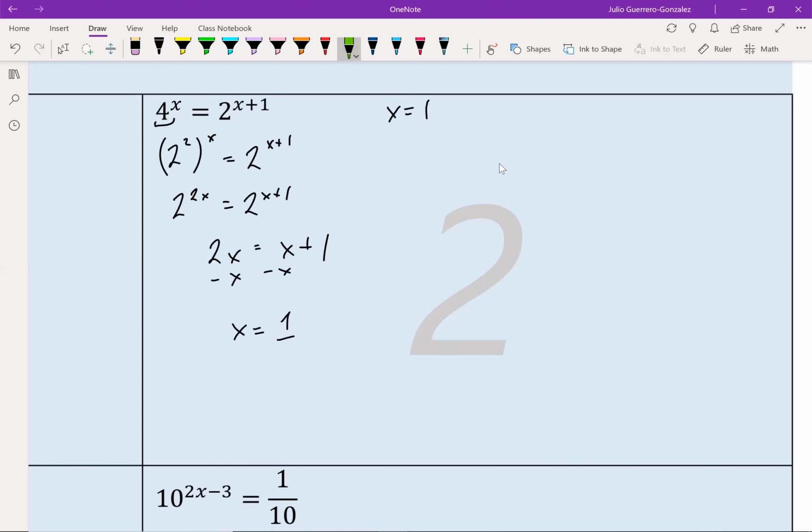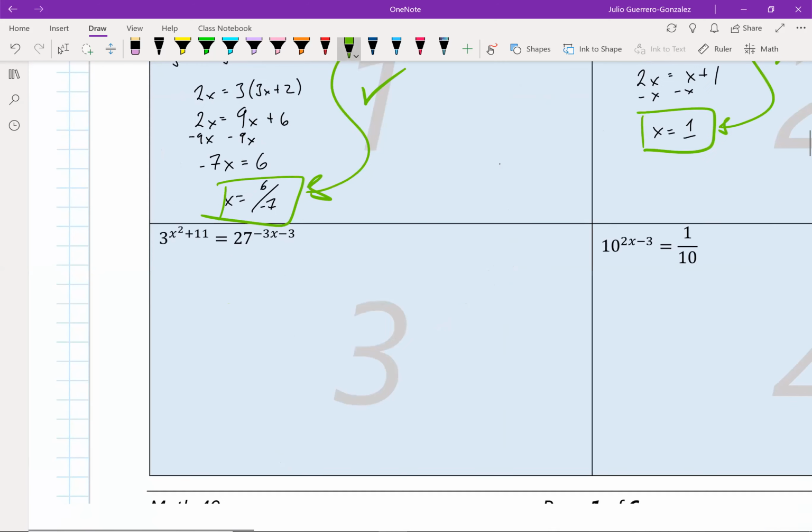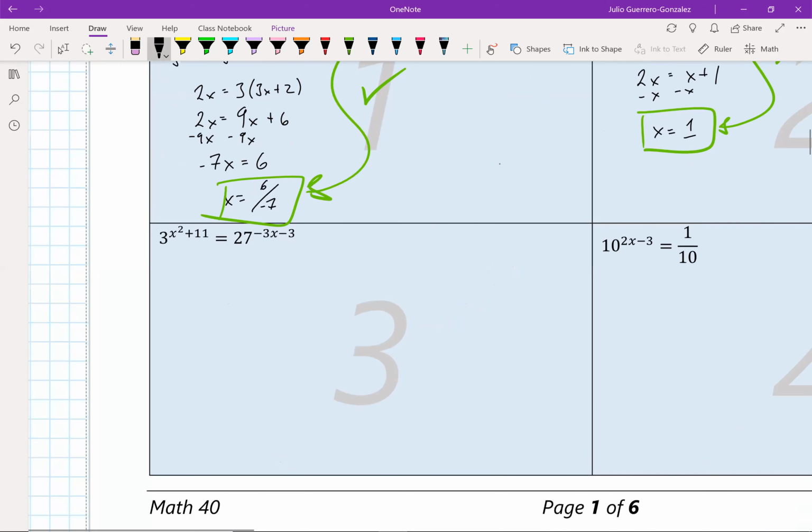We're done. Is this way too easy for you guys? So these two are actually a little bit more difficult. So 3, whoa.